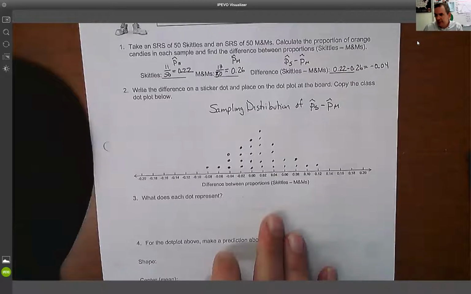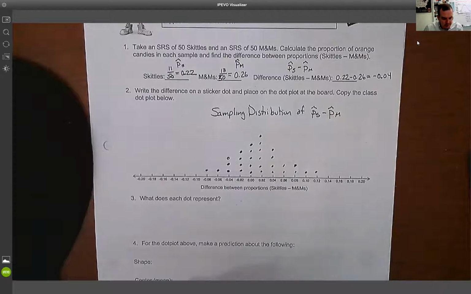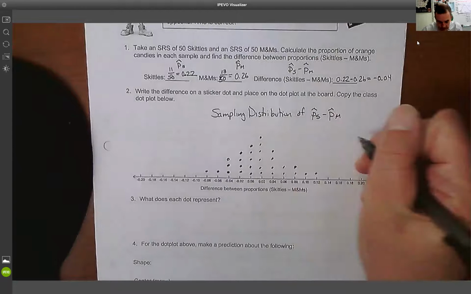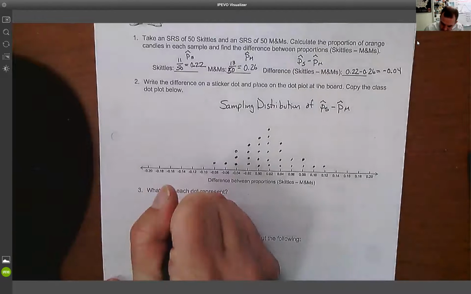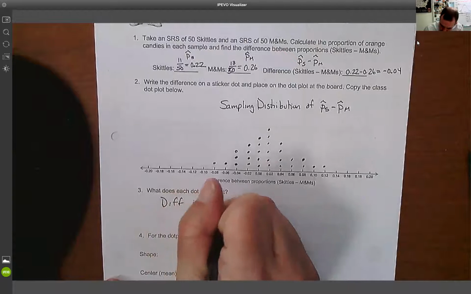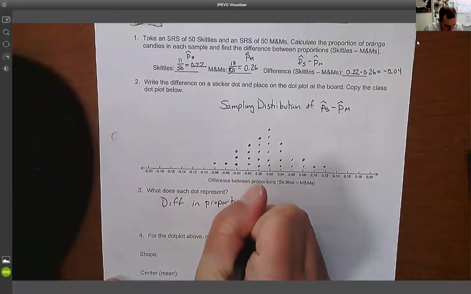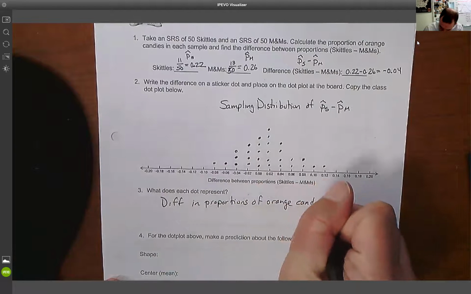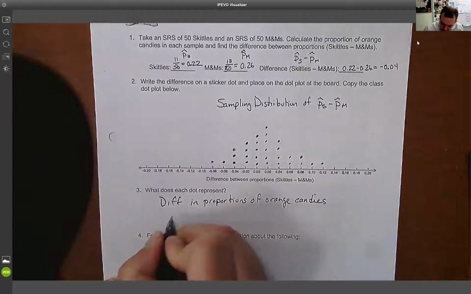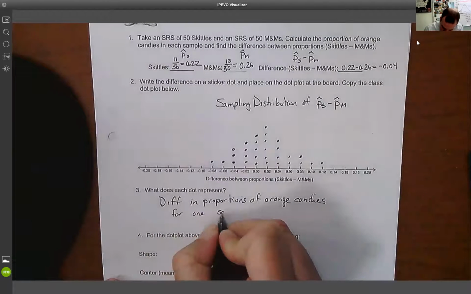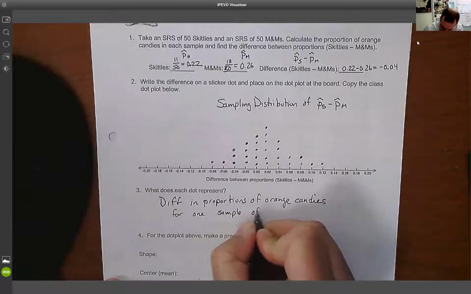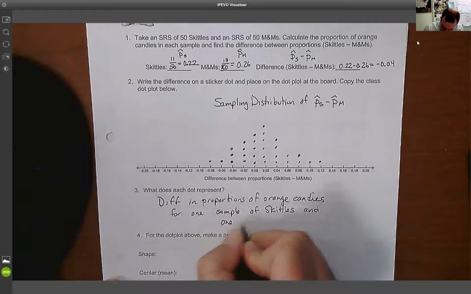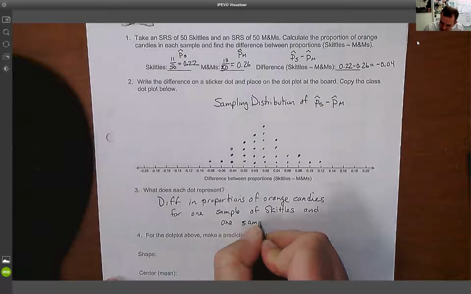Okay, so here's my sampling distribution of p hat S minus p hat M, p hat Skittles minus p hat M&Ms, and that's what each one of these little dots is. Each one of these dots is the difference in proportions of orange candies for one sample of Skittles and one sample of M&Ms.